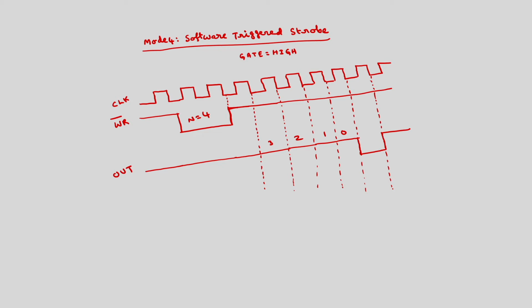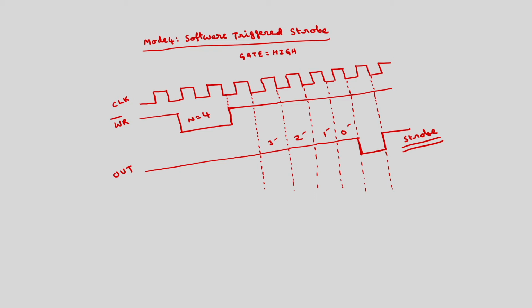So, why the name software triggered strobe is, this signal can be used as a strobe signal in many applications. And why is this software triggered? The count is going to trigger the strobe. Whatever the count that we are going to load here, this is going to act as a trigger for this strobe. That is why the name software triggered strobe.